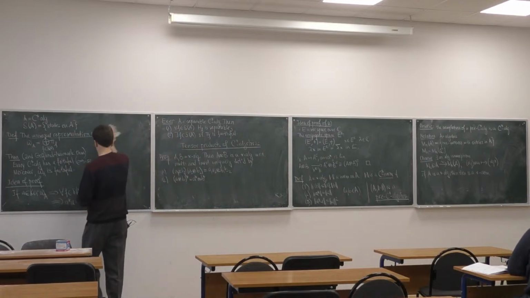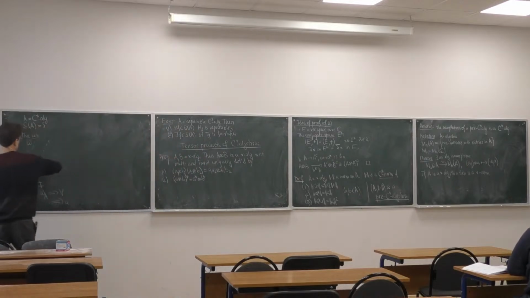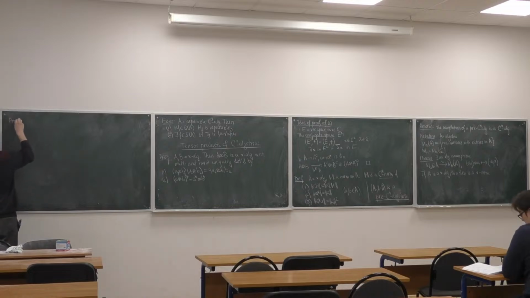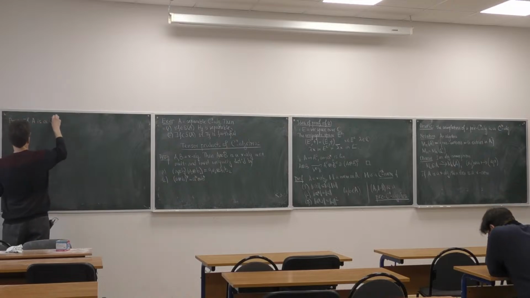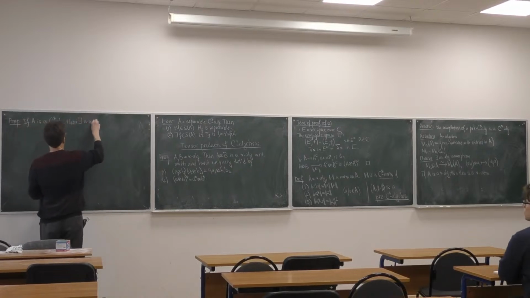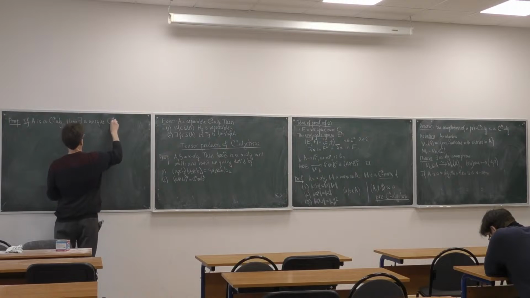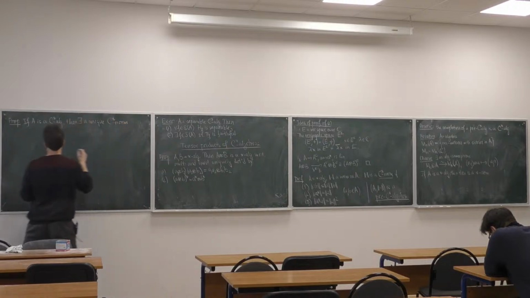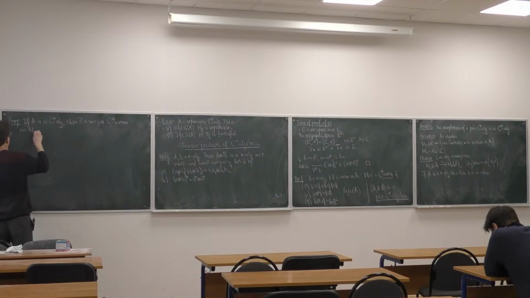Now I claim that if A is a C-star algebra, then there is a unique C-star norm on this tensor product. A proposition. If A is a C-star algebra, then there is a unique C-star norm on Mn tensor A. And moreover, in this case, there is no need to take the completion because the resulting algebra is already complete.